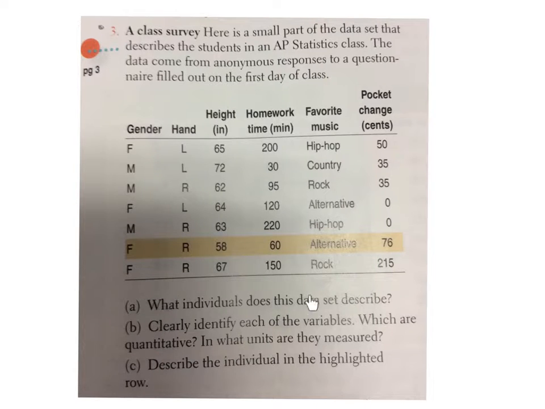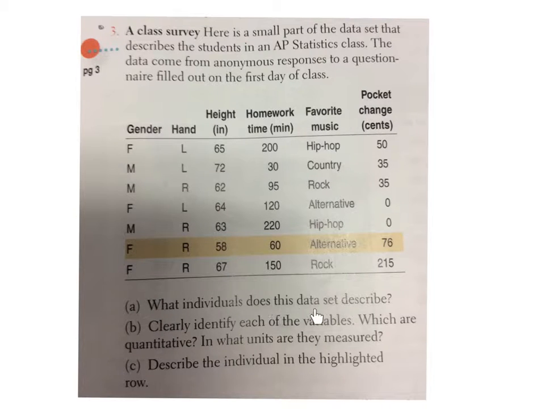Now, letter A. What individuals does this data set describe? Well, it says here's a small part of the data set. Okay, so the class filled out this survey. We're only going to look at 7 of them. Okay, but what does this describe? Well, it describes the AP students in this class. All right, there you go. What individuals does the data set describe? Yes, I got it.